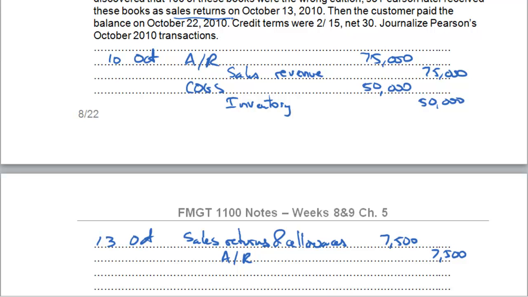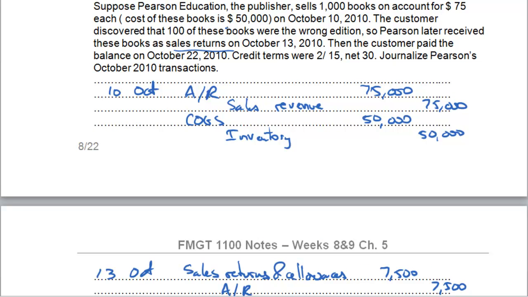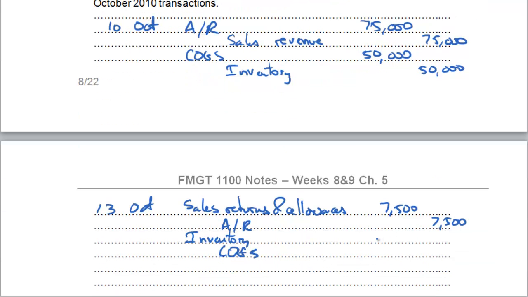But because they were a return, we also have to do the inventory entry. So inventory goes back up: debit inventory, credit cost of goods sold. How much? If 1,000 books cost $50,000, then one book costs $50, and 100 books will cost $5,000. That's how we know how much to record on the cost basis for the inventory transaction.